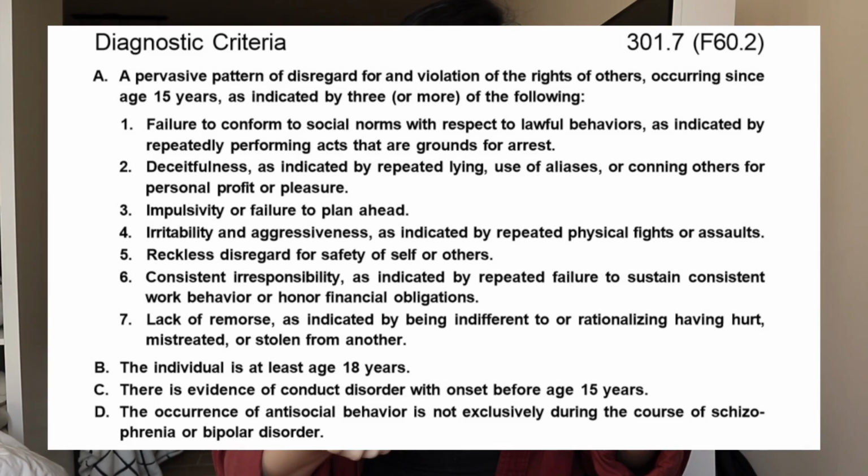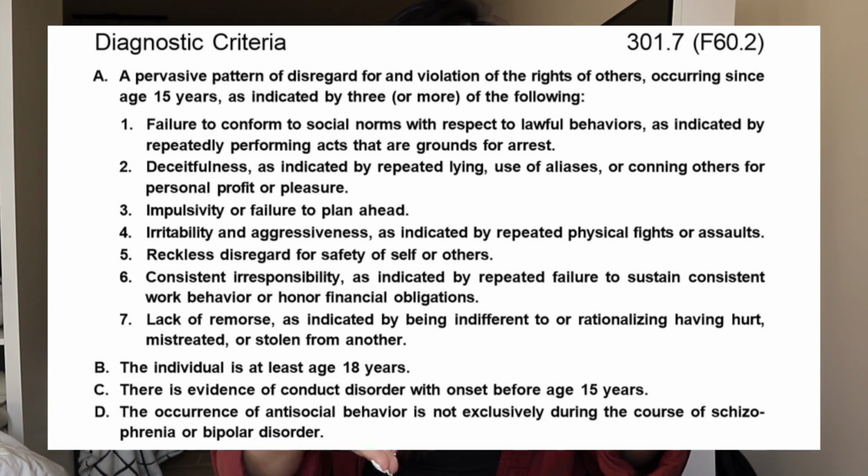So the symptoms are as follows. Number 1, failure to conform to social norms with respect to lawful behaviors, as indicated by repeatedly performing acts that are grounds for arrest. Number 2, deceitfulness, as indicated by repeated lying, use of aliases, or conning others for personal profit or pleasure. Number 3, impulsivity or failure to plan ahead.